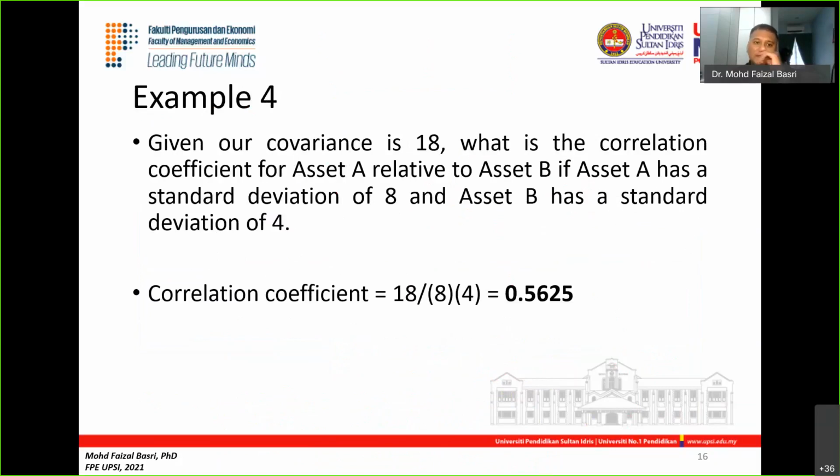this is another example. Given our covariance is 18, what would be the correlation if A and B have standard deviations of 8 and 4 respectively? Simply 18 covariance divided by SD A times SD B, 8 times 4. So we have 0.5625. This is a positive relationship. It means they have quite a strong, or mild, relationship, 0.56. So +1 is exactly a strong relationship, while 0.5 means a middle or mild relationship.